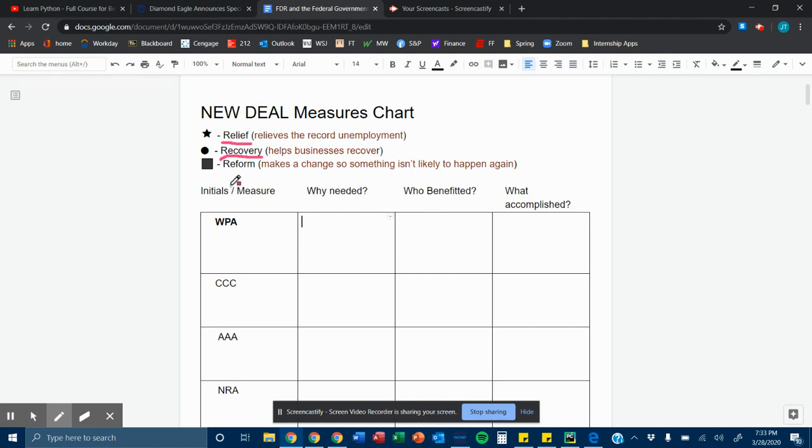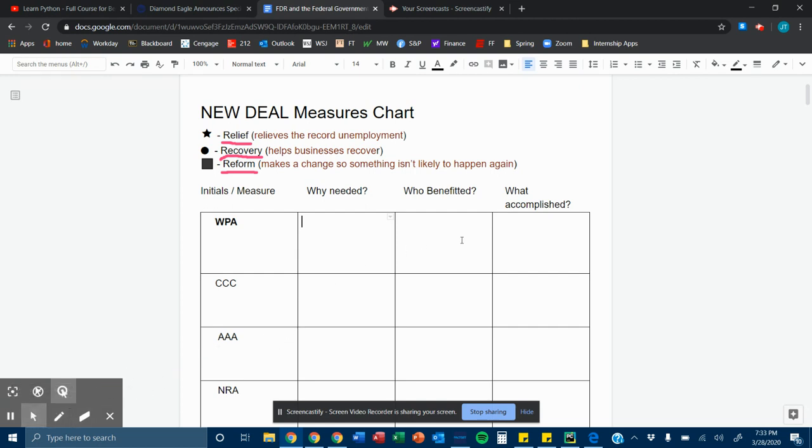And then the last New Deal goal is going to be reform, passing laws so that something like this is unlikely ever to happen again. So there are going to be some measures that don't really do anything in regards to unemployment. They don't help businesses recover. They are solely being passed so that something like this, another Great Depression, doesn't happen in the future.